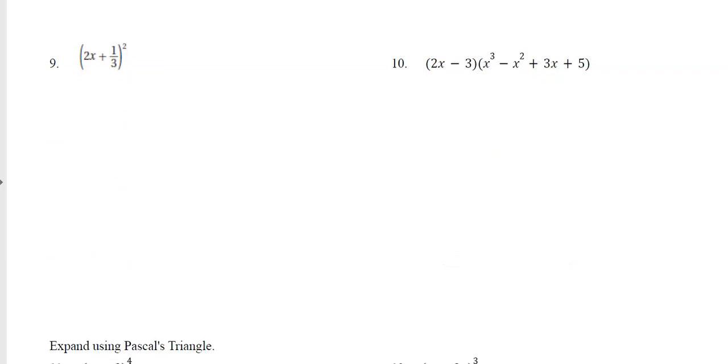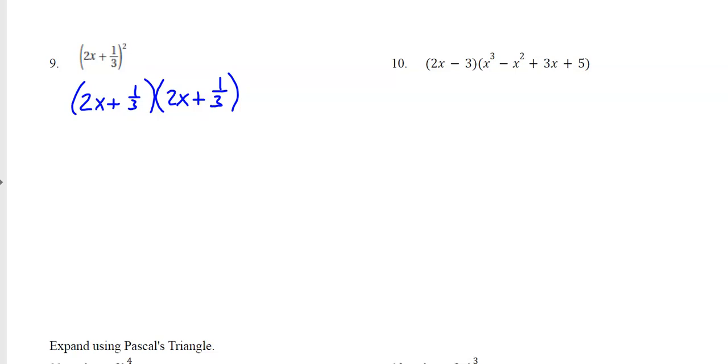Now we have an expansion over here. We got a perfect square. 2x plus a third times itself. So I'm just going to kind of just write it out. 2x plus 1/3 times itself. This way you won't misapply a property or a rule and screw it up.